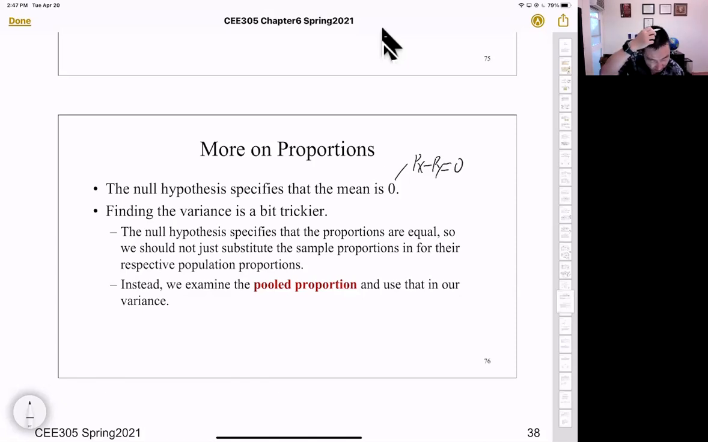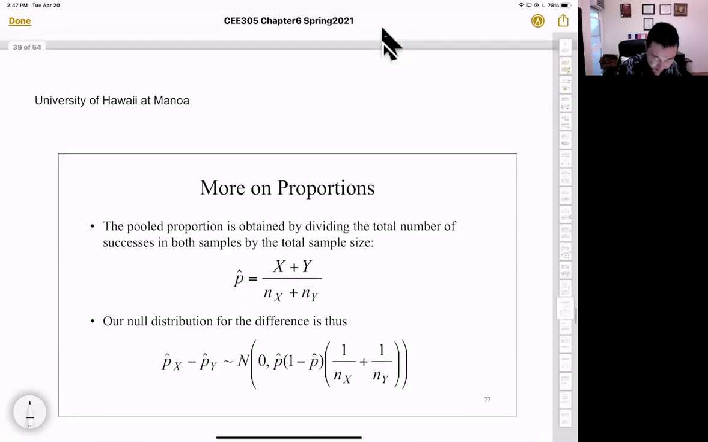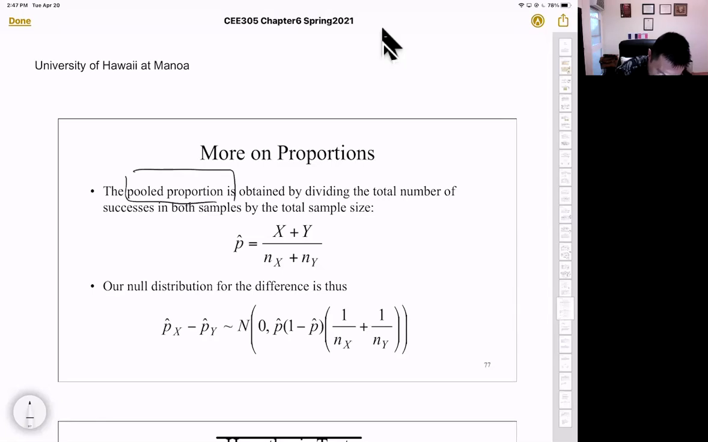Then let's find out the variance. To find the variance, we need a so-called pooled proportion. So what is the pooled proportion? It can be calculated based on the equation here. The pooled proportion is obtained by dividing the total number of successes in both samples, which is x plus y, by the total sample size, which is nx plus ny. Then the null distribution for the difference between Px and Py will be this: the mean value is 0, this is the pooled proportion calculated from the equation here, and nx and ny.